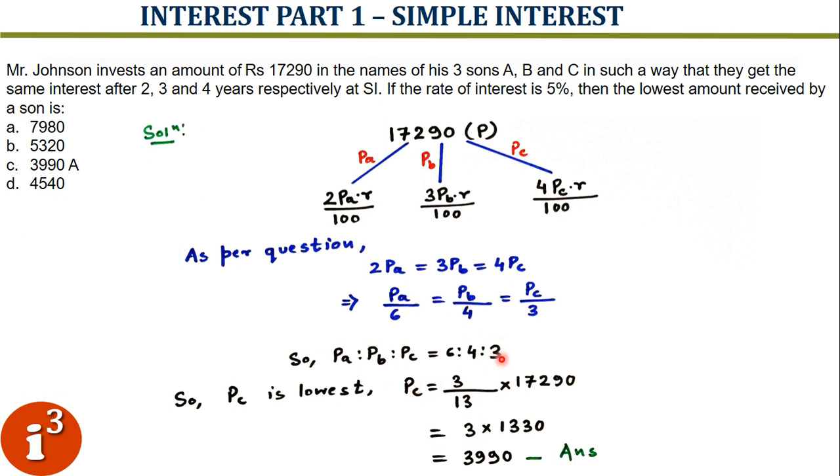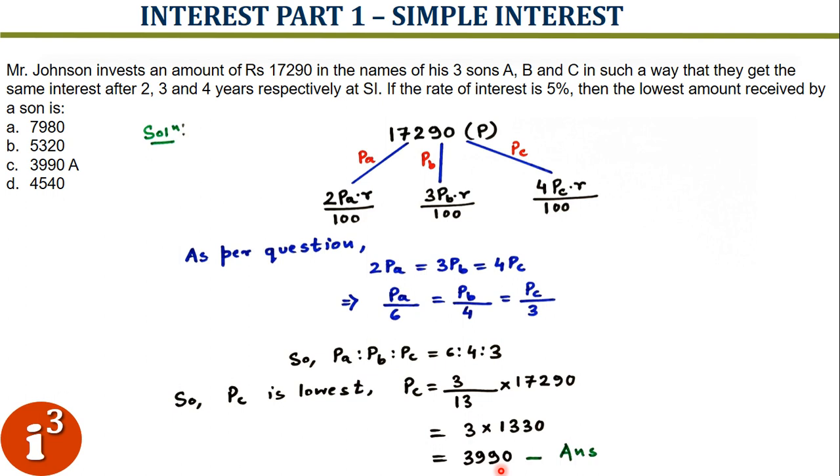PC will be 3 divided by 6 plus 4 plus 3, that is 13. That is 3 by 13 into 17,290. So if the entire amount is 13, PC is 3. So how much will be PC if the entire amount is 17,290? So 3 by 13 into 17,290. 13 into 1330 is 17,290, so 3 into 1330 comes out to be 3990.